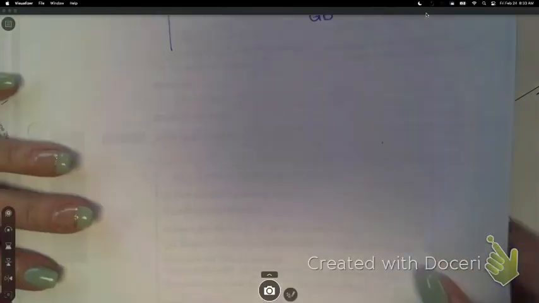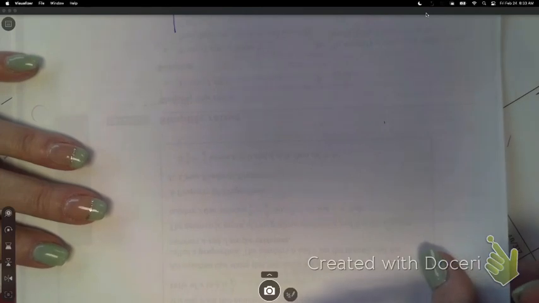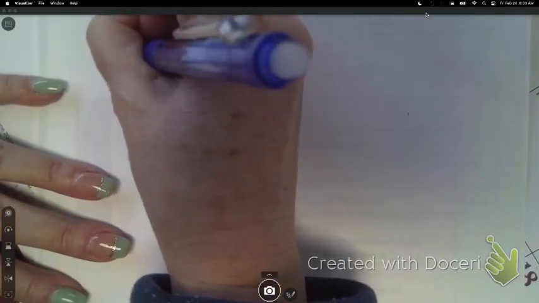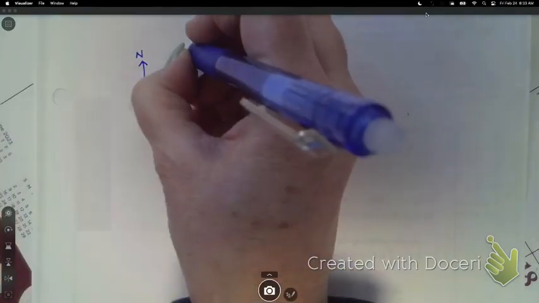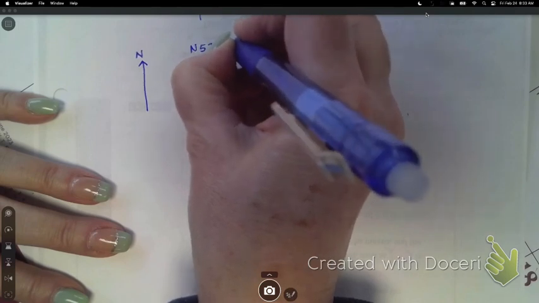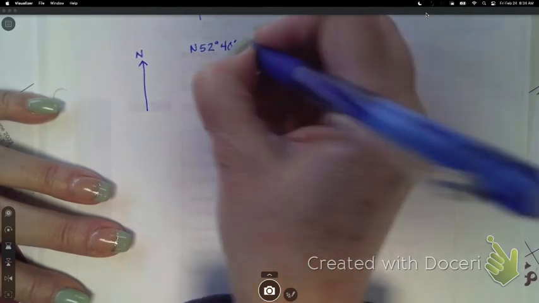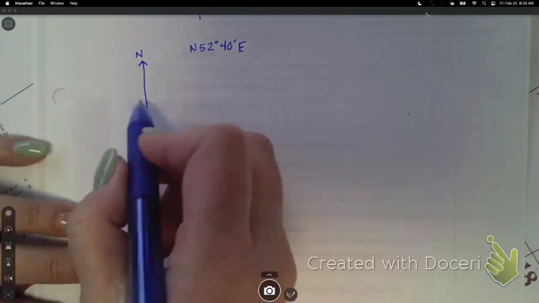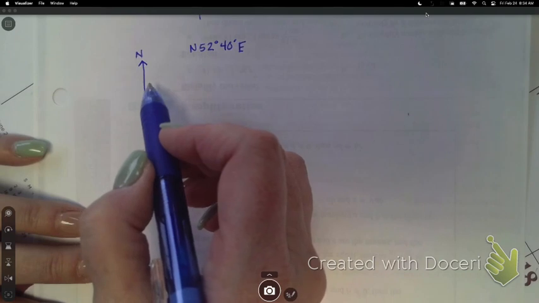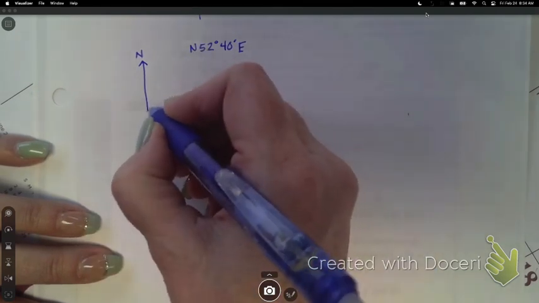A boat is traveling on a course of a bearing of north 52 degrees, 40 minutes east. Okay, so it probably should give me a north-south line, right? So it's traveling north 52 degrees, 40 minutes east. So which direction is that? Up or down? Up, left or right? Right. So this way?